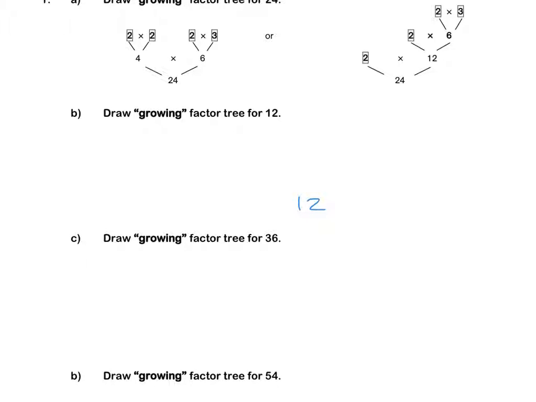12 we can write as 3 times 4. 3 is a prime number, so we can't break it up further, so I put a block around it. 4 we can write as 2 times 2, and 2 is also a prime number. So here we have a perfect factor tree of 12, where 12 is written as a product of its prime factors. 3, 2, and 2 are the prime factors of 12.